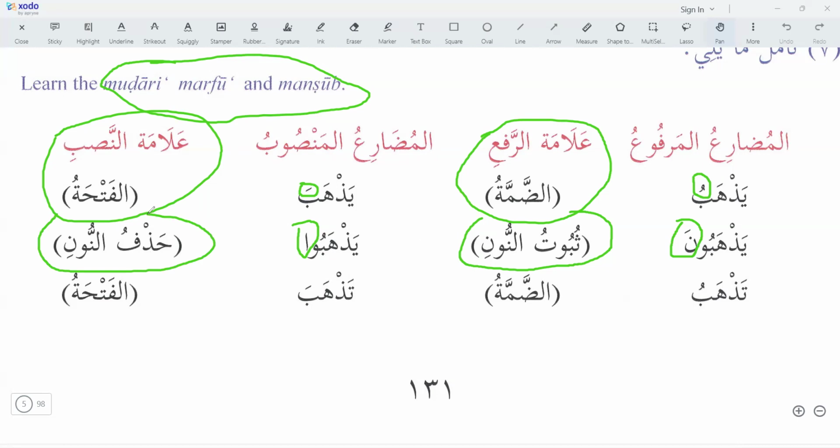Then tazhabu, dhamma is alamatu rafa. And tazhaba, fatha is alamatu nasab here. So, third person masculine singular, yazhabu. Then, third person masculine plural, yazhabuna. And tazhabu is third person feminine singular. Ghaib mu'annath wahid, tazhabu.